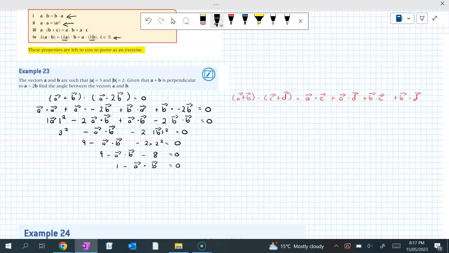And then moving the a dot b to the other side gives me that a dot b is equal to 1. Now, cos theta is equal to a dot b divided by the modulus of a times the modulus of b, where theta is the angle between a and b.